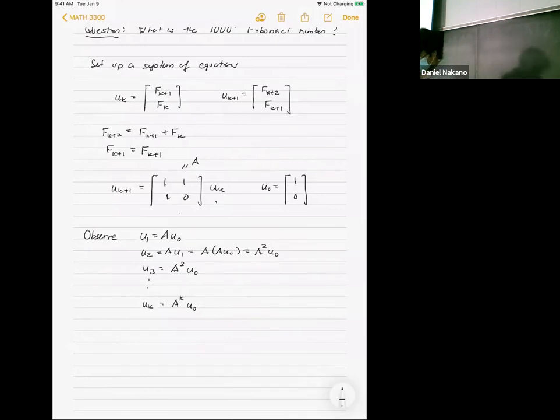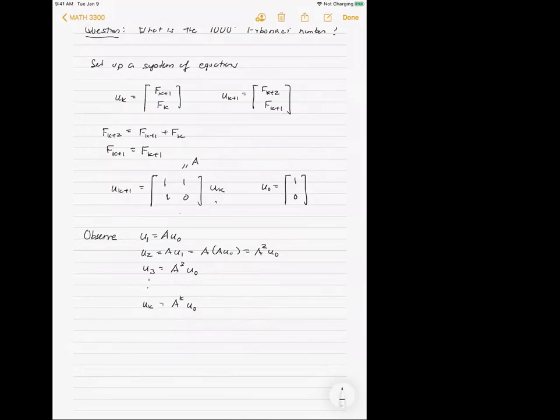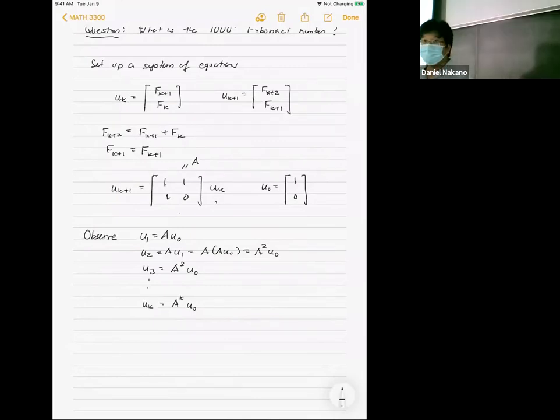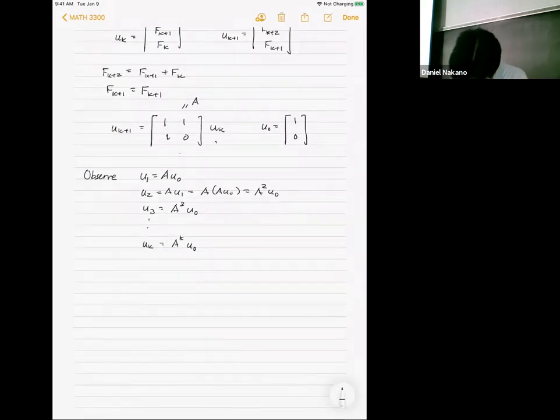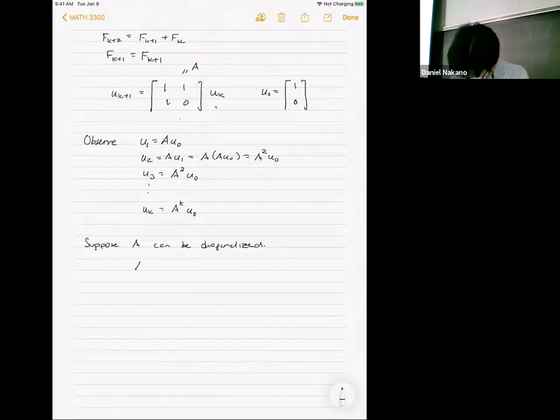Okay, so now I ask you, can you compute out A to the k? What tools do we have to compute out A to the k? We can find a similar diagonal matrix. That's right. So we can actually try to diagonalize A, and then it's not so hard to compute out what A to the k is. Very good. So let's assume that A can be diagonalized, or it's diagonalizable. So A is going to be equal to S D S inverse.